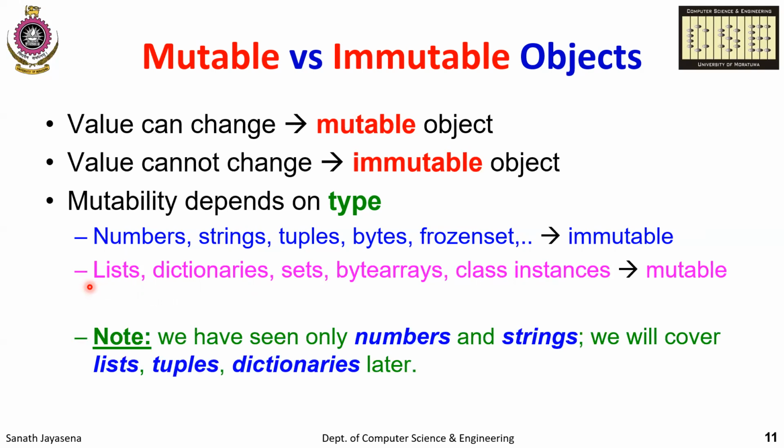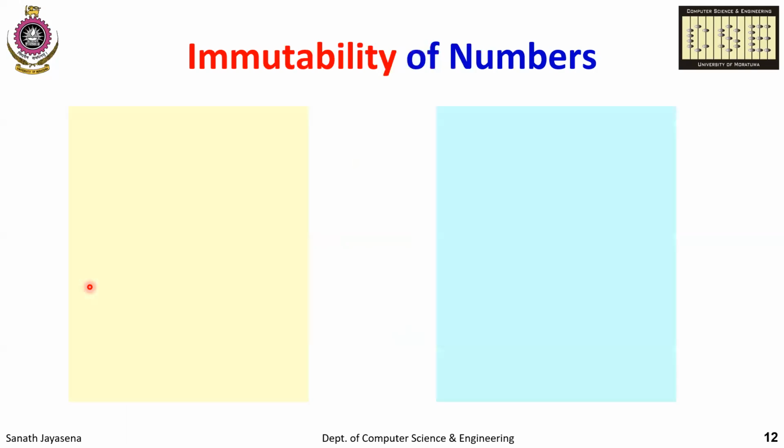As I have already mentioned, we have seen only numbers and strings so far. We will discuss lists, tuples, and dictionaries later, right? But we will bring up one or two examples of lists here as well for this discussion. So let's look at the immutability of numbers. What does this immutability mean?